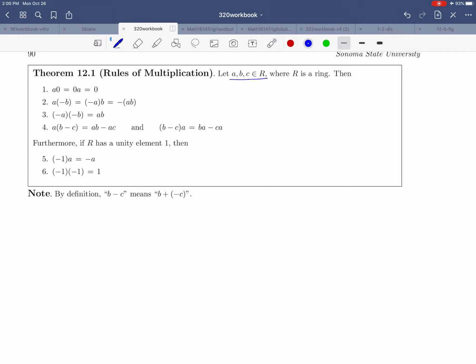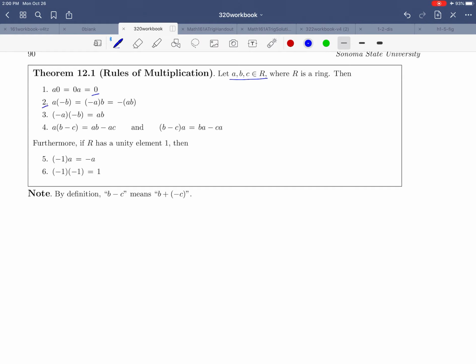So we take a few elements in our ring, A, B, and C. Then if you're taking a ring element A and you multiply by 0, which is our additive identity, either from the right or from the left, you get 0. So, we know that's true in the integers. 5 times 0 is 0. But that's actually true in every ring.